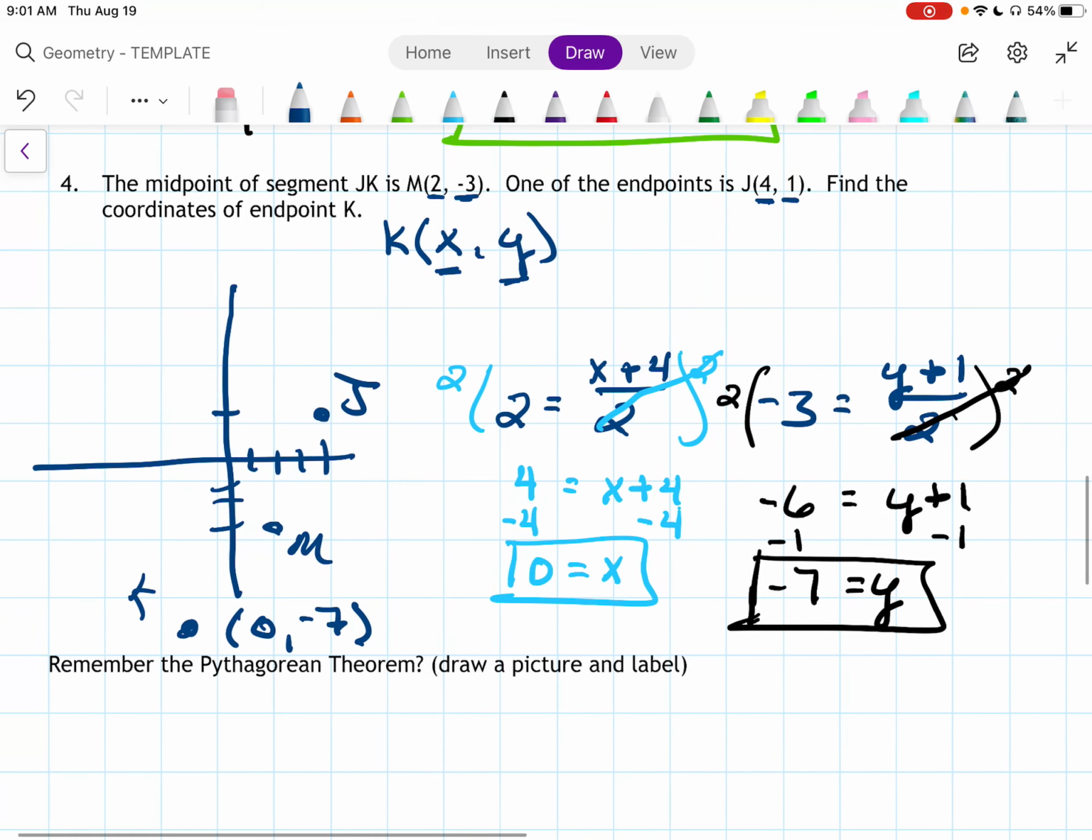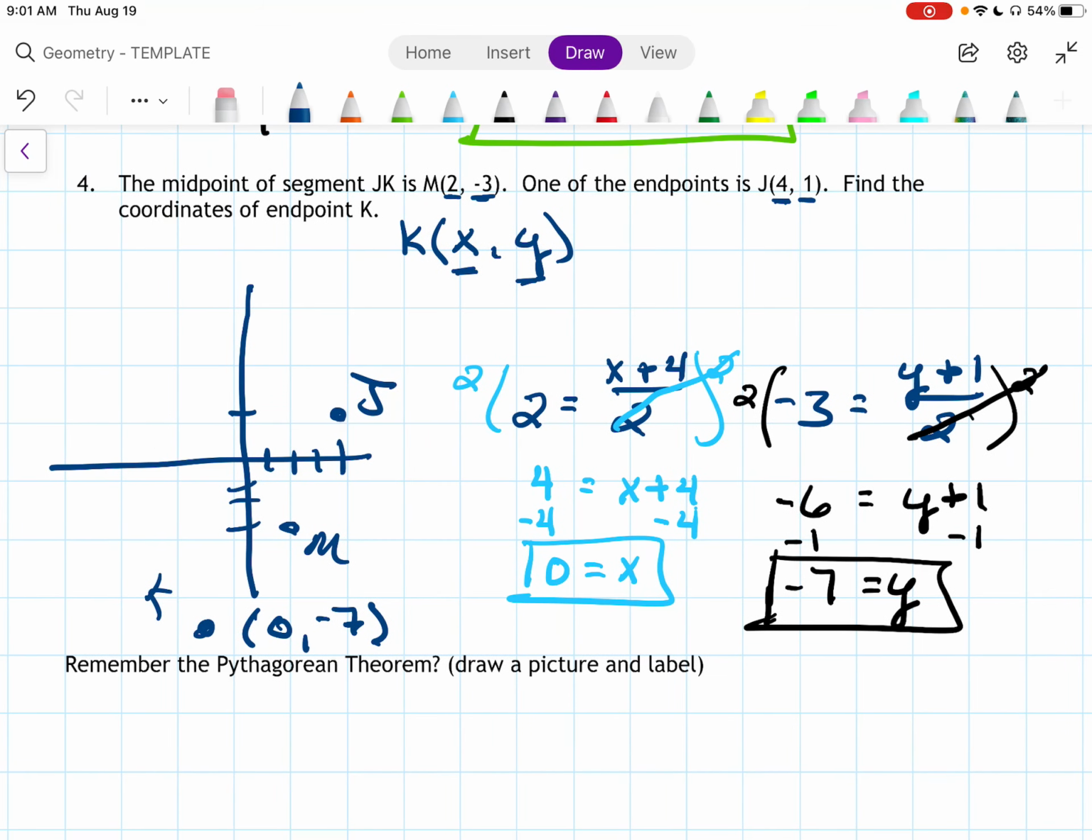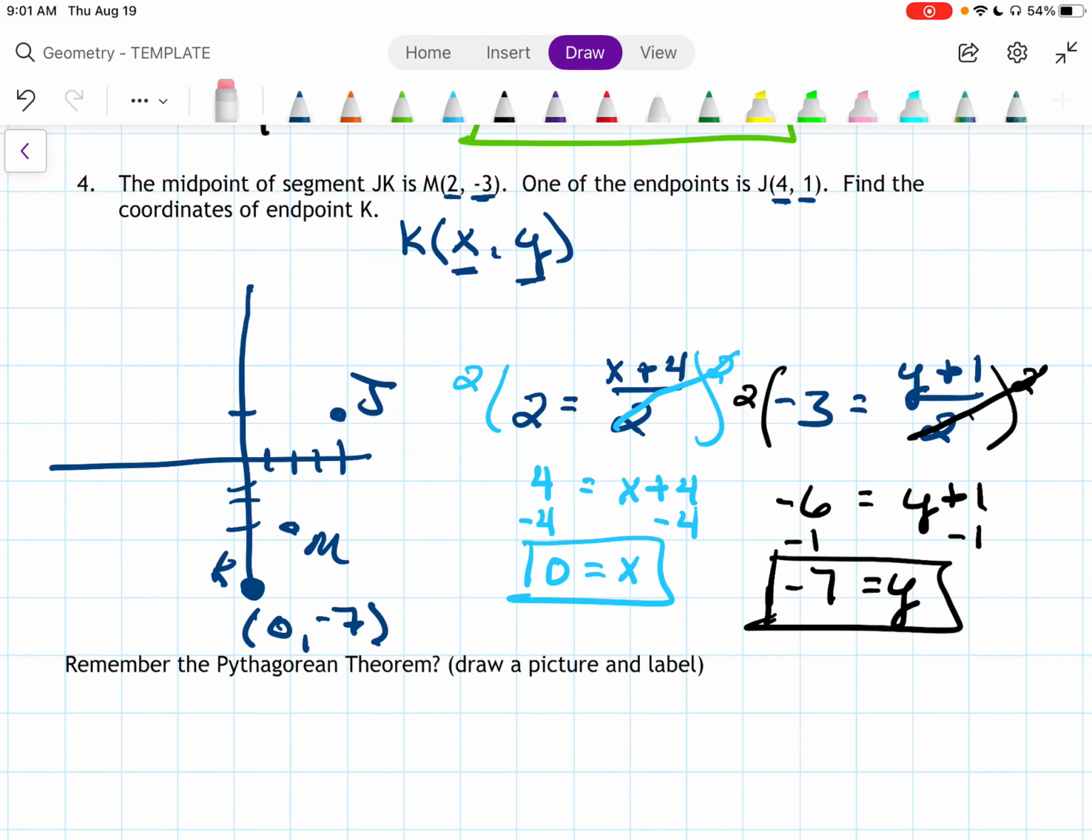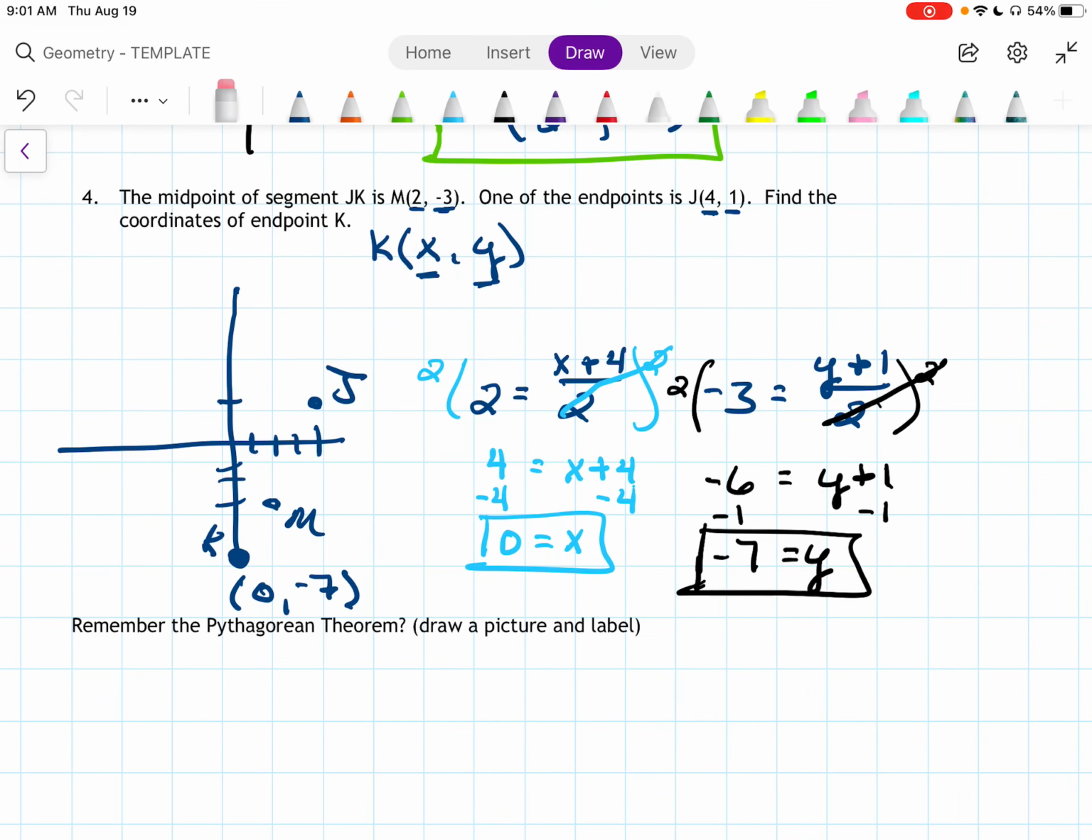Right? You can look at my picture and say, well, Mr. Carrington, you really did a really bad job with your picture. And yeah, I did. The point K should be somewhere in this region. So I didn't do a super great job with my picture, but we know that the math works out, okay? Let me draw a little divider here. There we are.